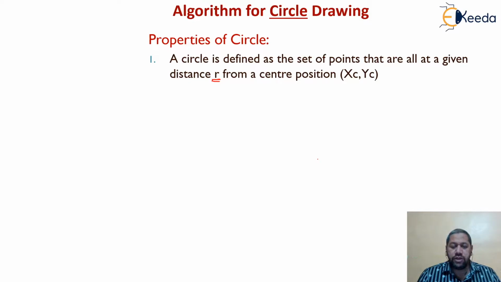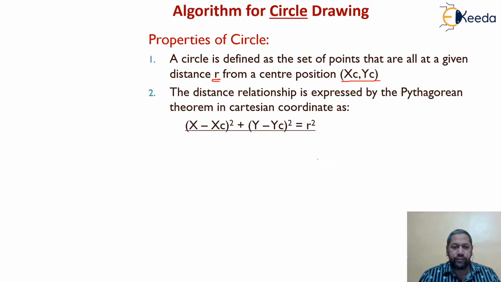The radius is measured from the center position of the circle, and the center position is denoted with the help of x and y points. We have written it as xc, small c, for the center point. C for center. We have xc comma yc as the center of the circle and r as the radius of the circle.